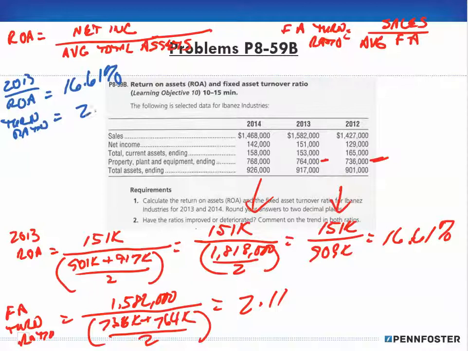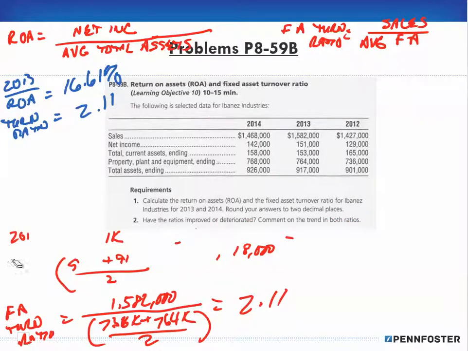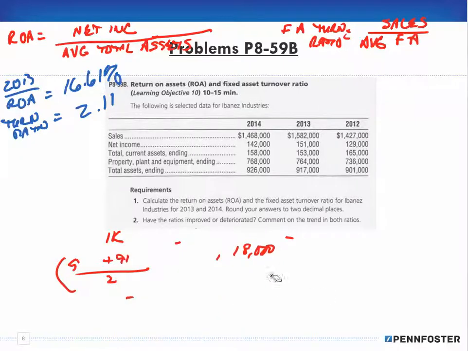(16.61%) and 2.11. Okay, so we're pretty much going to end up doing the same exact thing for 2014. So pause the video, write this down if you have to right now, because I'm going to erase it. And we're basically going to do the same exact thing, except we're going to be using the numbers from 2013 going on to 2014. It's not that hard.